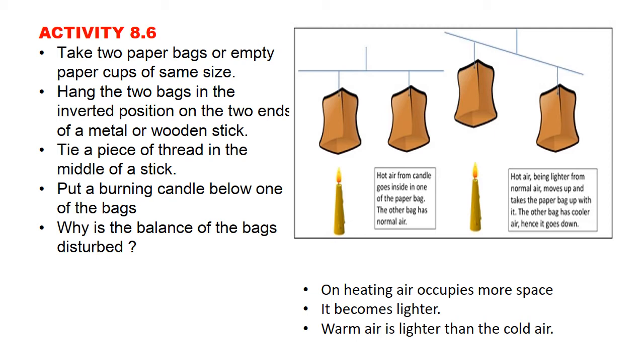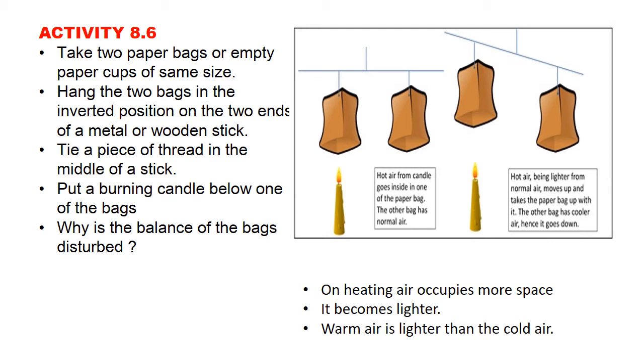Why? This happened because hot air is lighter than the normal air. And so the hot air moves up and takes the paper bag up with it. Whereas the other bag has cooler air and hence it goes down. So from this we can understand that on heating, air occupies more space. It becomes lighter. Warm air is lighter than the cold air.